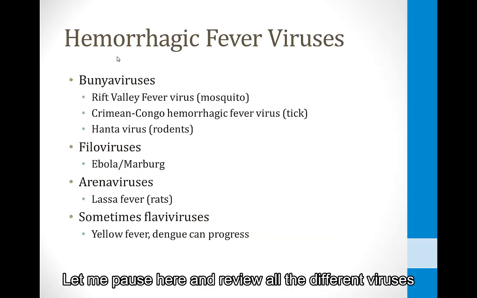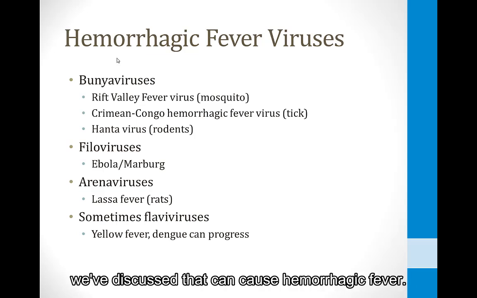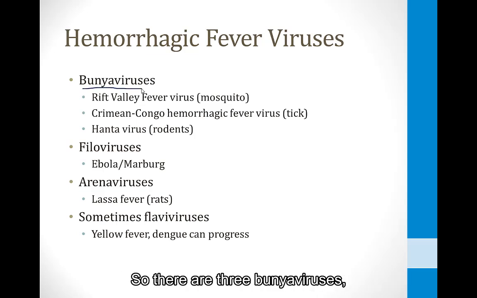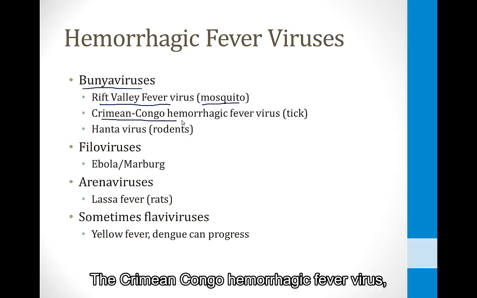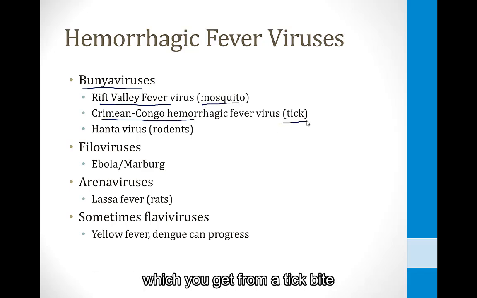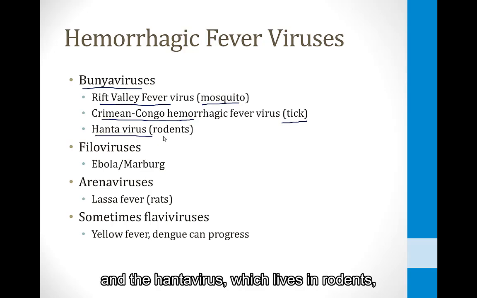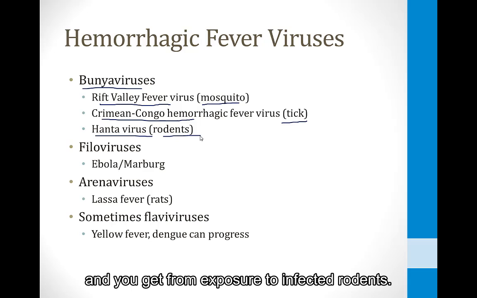Let me pause here and review all the different viruses we've discussed that can cause hemorrhagic fever. So there are three Bunya viruses: the Rift Valley fever virus, which you get from a mosquito bite, the Crimean-Congo hemorrhagic fever virus, which you get from a tick bite, and the hantavirus, which lives in rodents and you get from exposure to infected rodents.